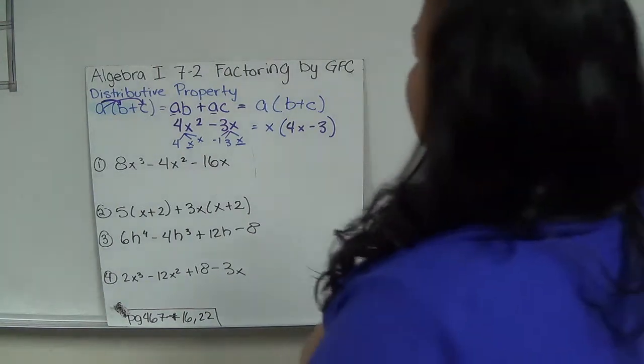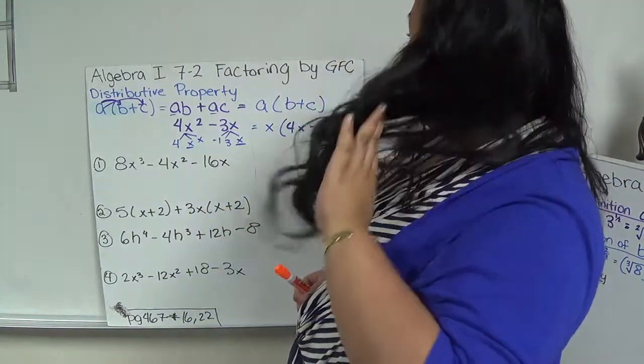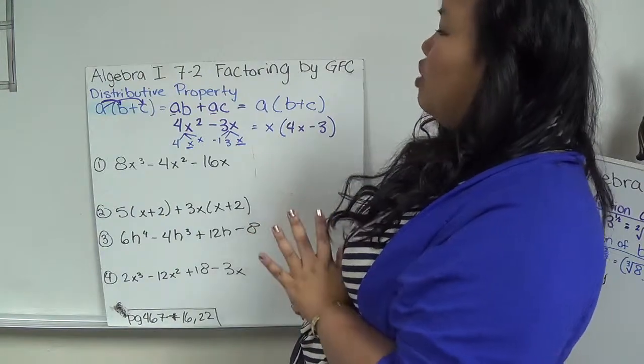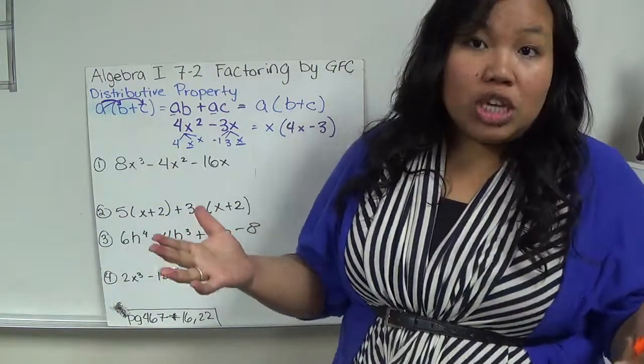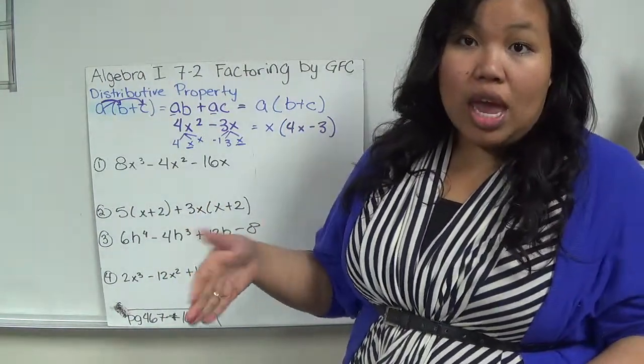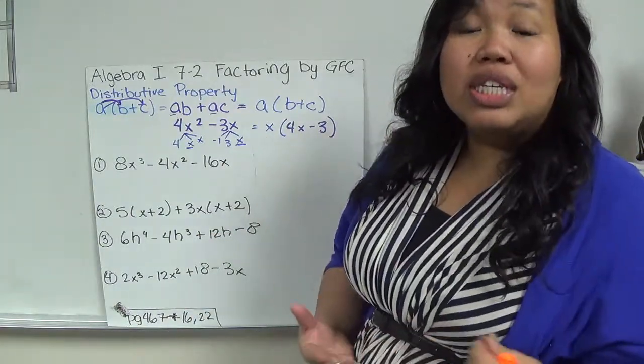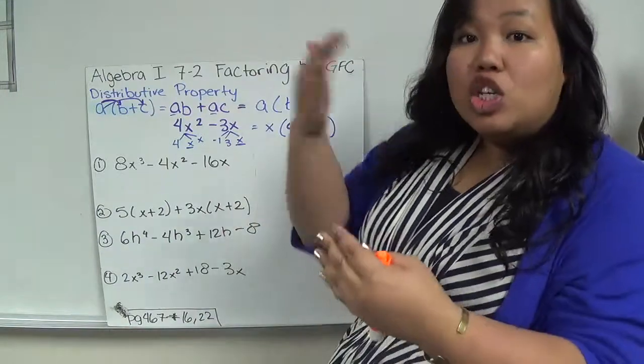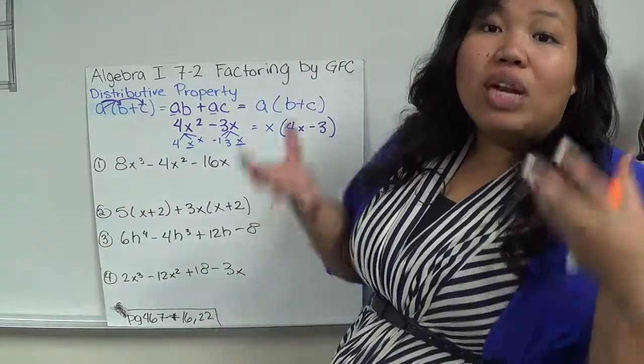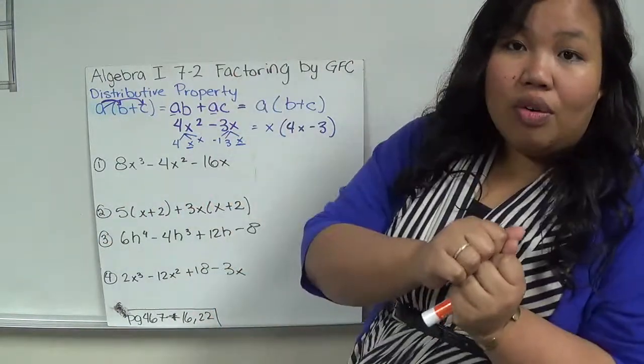In Algebra 1, Section 7.2, we're dealing with factoring by greatest common factors. In Chapter 6, you dealt with distributing and multiplying. Now we're going to work backwards. Instead of multiplying and distributing to each term, we're going to figure out what each term has in common and take it out, okay?